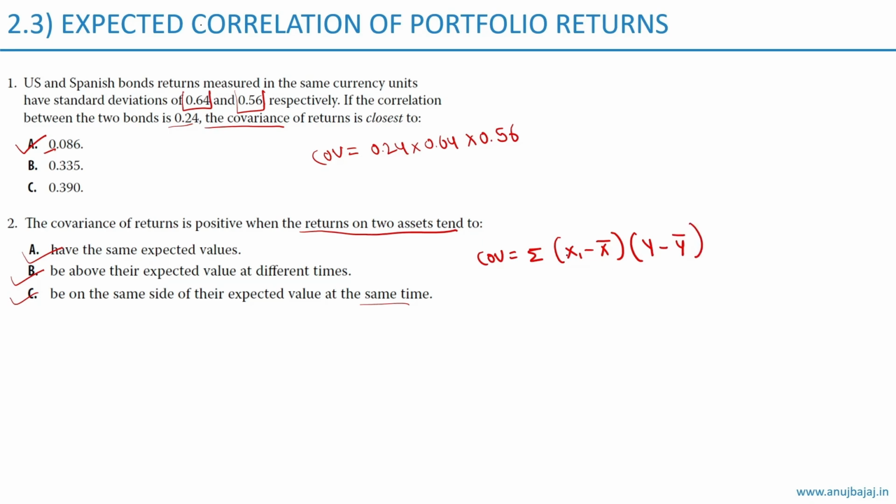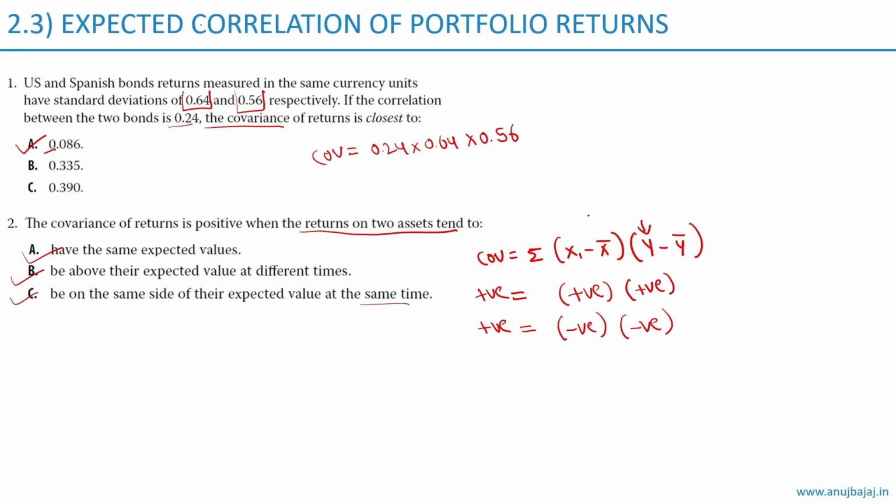Suppose variable x's return is greater than its sample mean return, then we have a positive figure, and at the same time variable y's return is greater than its sample mean return, then we have a positive figure. So we get the covariance to be a positive number. And if variable x's return is lower than its sample mean return, we have a negative figure over here, and at the same time if variable y's return is less than its sample mean return, we will also have a negative figure. So the product comes out to be a positive number.